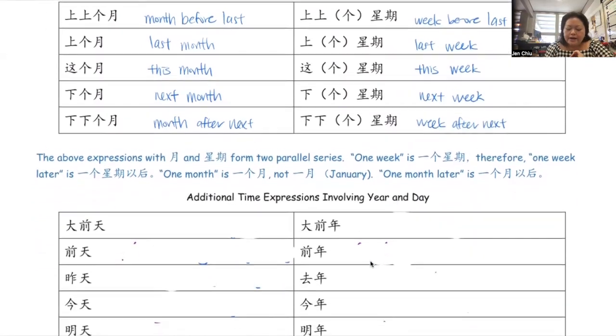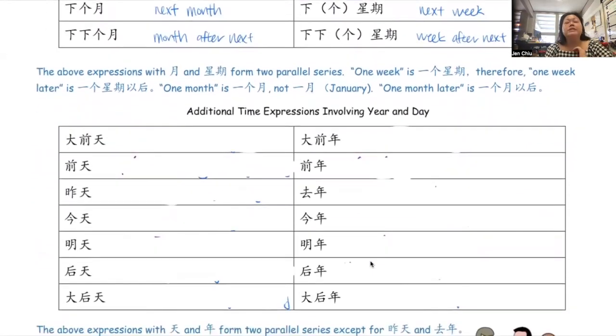Now with day and year, I would like you to write the pinyin so you get comfortable with all the different ways of saying it, because as you can see, the vocab is a lot different. The other one is just 上 or 下, and then you add a g, and if you want more, you go 上 or 下. But this one has a lot more variation.